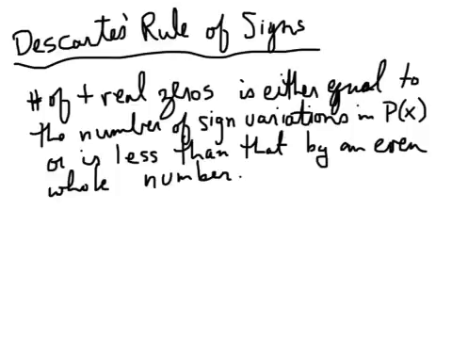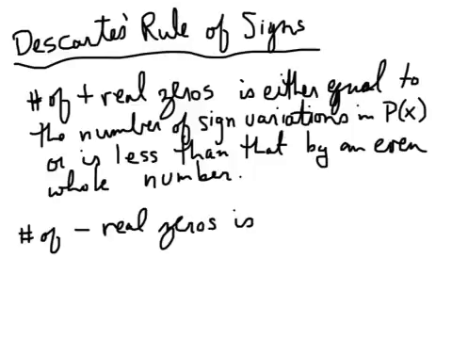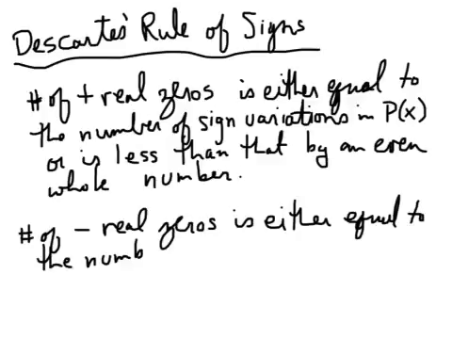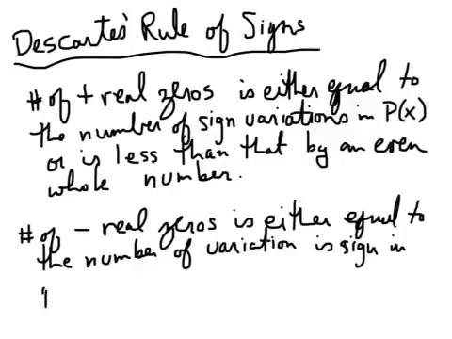The second half of this says the number of negative real zeros is either equal to the number of variations in sign in P of negative x. What that means is we're going to put negative x in and simplify it, and then count how many sign variations there are.